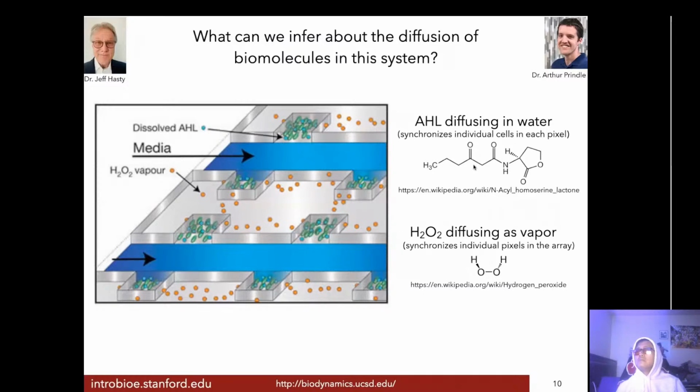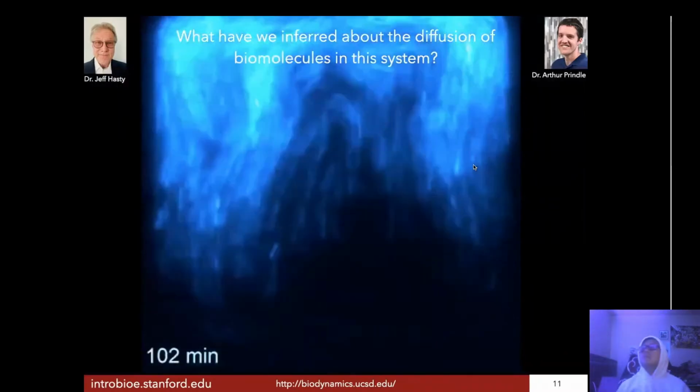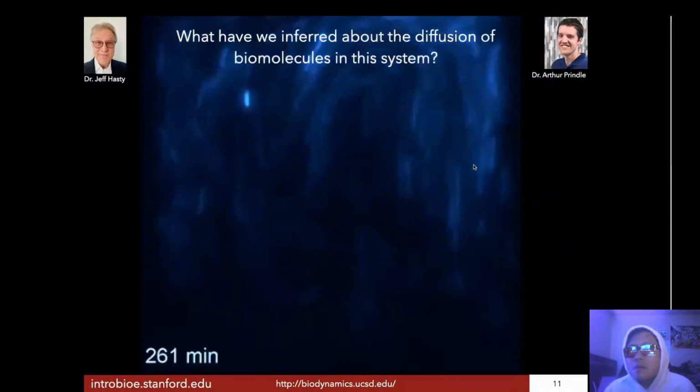Cool. So we've got this one molecule diffusing in water in the pixels, and that's coordinating the cells within the pixel behavior, and then this other molecule, hydrogen peroxide, diffusing across the whole array, and that's synchronizing the individual pixels in the array. Awesome. Now let's go back and see if we understand this better.